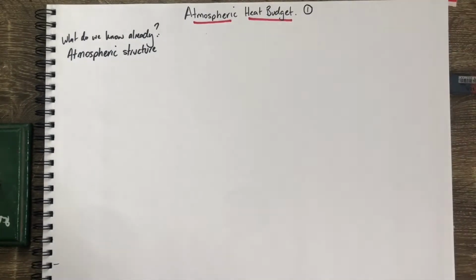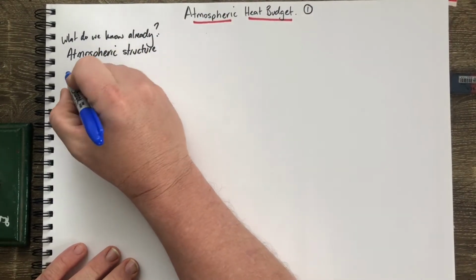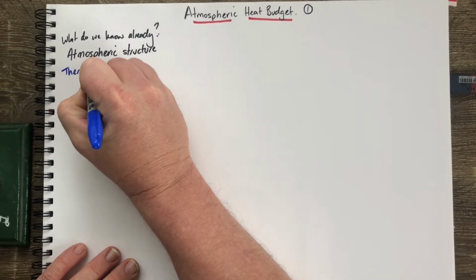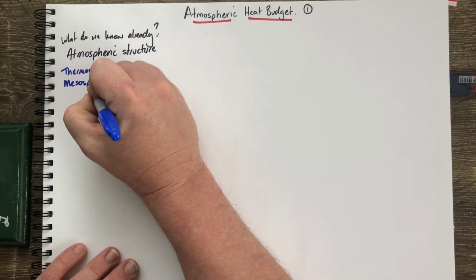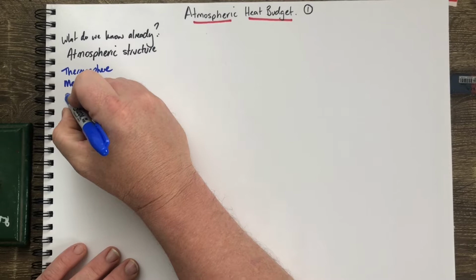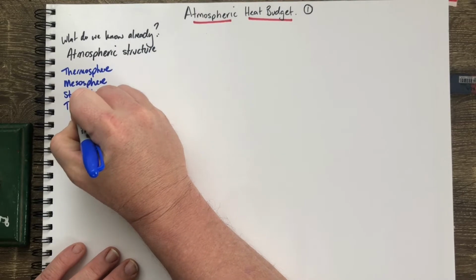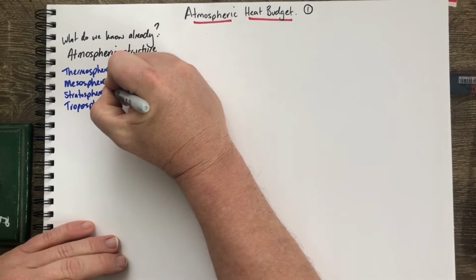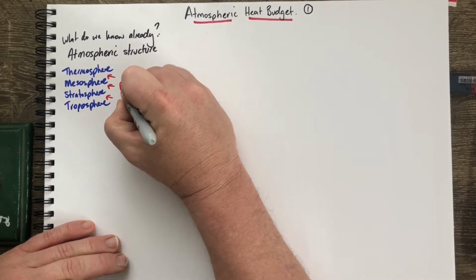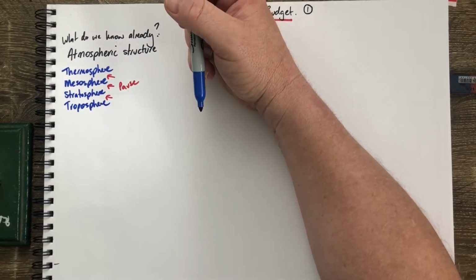Well, we know that the atmospheric layers are the thermosphere, the mesosphere, the stratosphere, and the troposphere. In between each sphere is a pause, called the tropopause, stratopause, the mesopause. At the very top, there's another layer called the ionosphere. We don't need to know that.